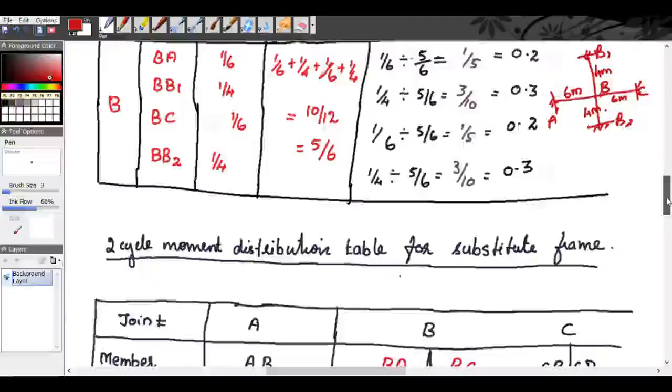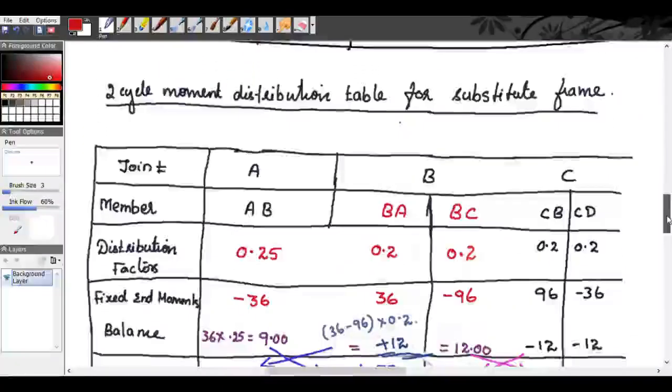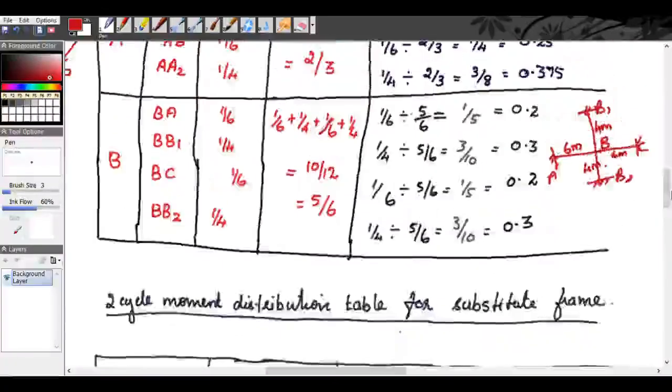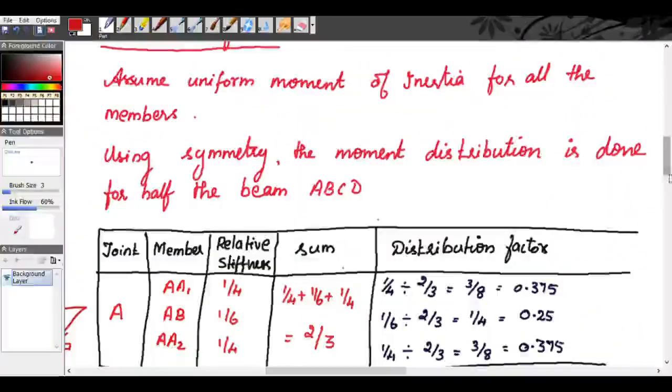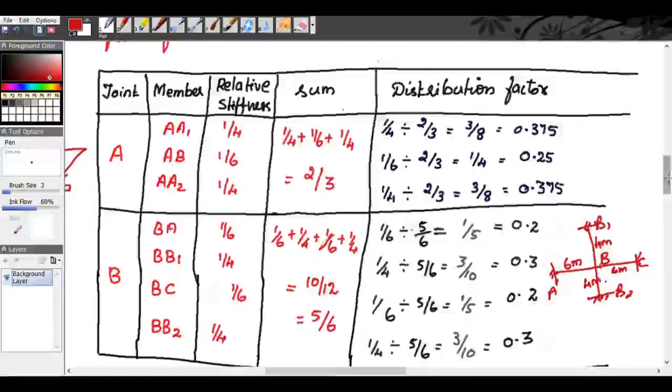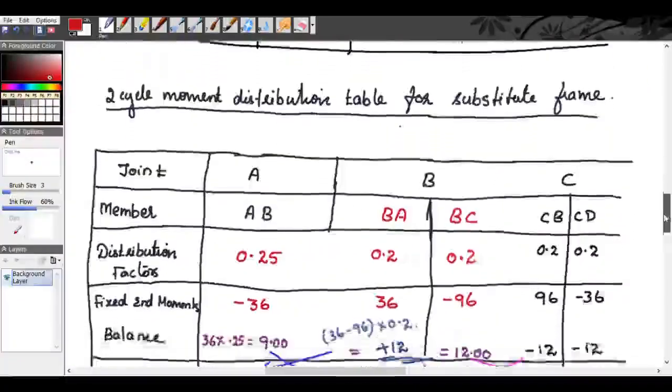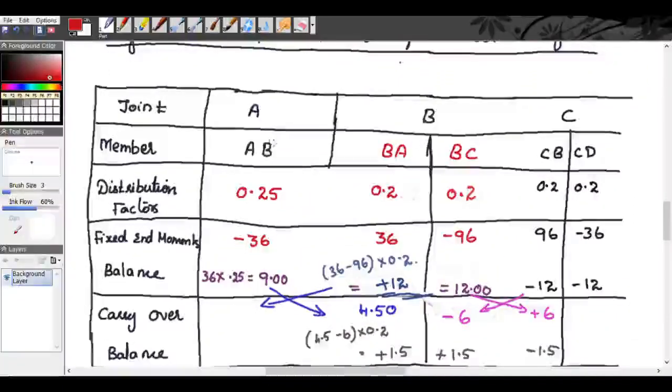Now, we will draw the moment distribution table. So here it is a 2-cycle moment distribution table for the substitute frame. While writing the moment distribution table, we are taking the vertical loads and the horizontal loads separately. This substitute frame method is a method to analyze the vertical loads, and our aim is to analyze the beam or the span BC. So it is enough to take the beams. We do not take the columns, we are taking only the beams.